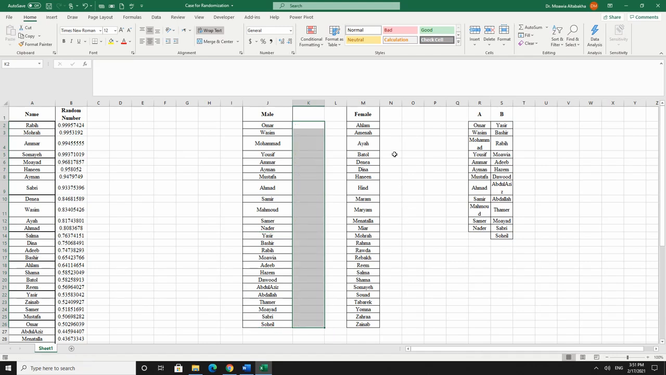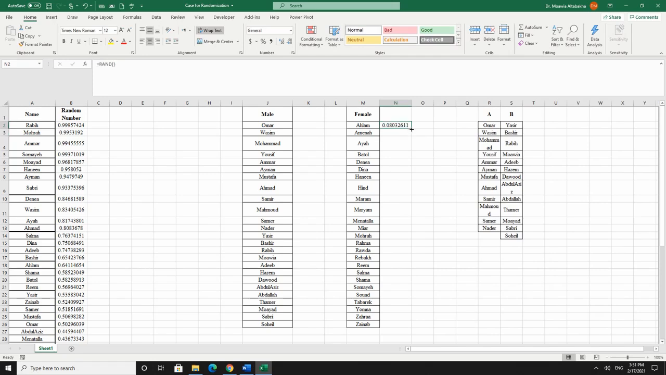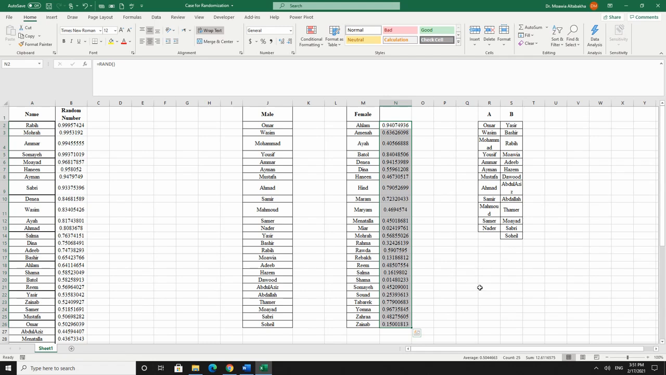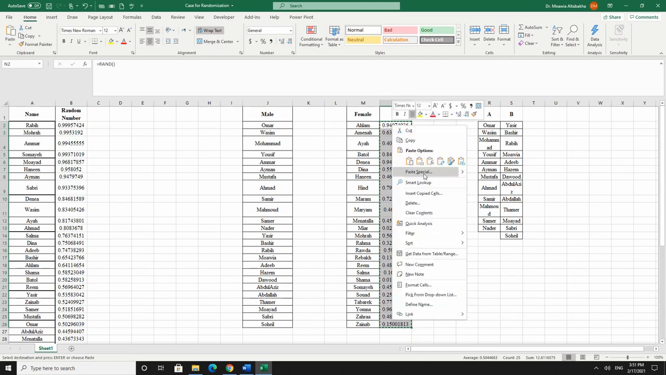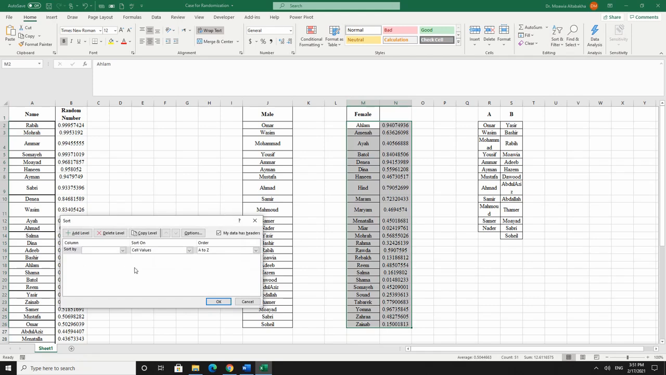Again, I will do the same thing for female. I will say equal to rand. See, it gives me a bracket. I have to close it, and then do it like this, then copy it, then paste it as number. And now what I will do, I will arrange it according to number, and from the large to small.